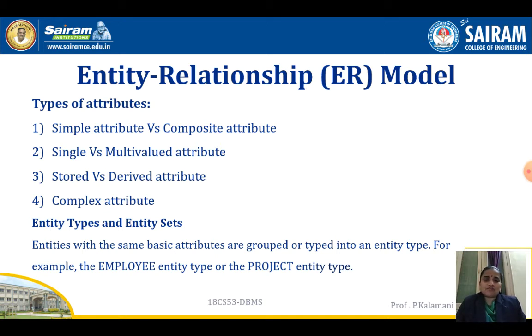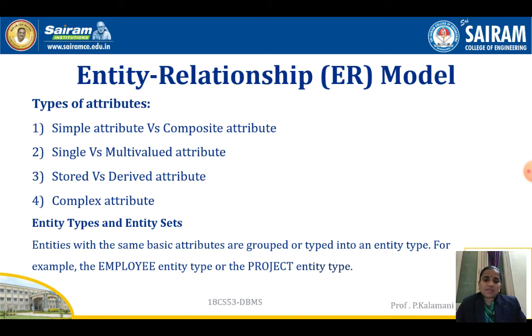Next is stored versus derived attribute. The attribute which is derived from the stored attribute is called a derived attribute. For example, date of birth is a stored attribute. If you know the date of birth, we can derive the age from that. So age is called a derived attribute. Without the stored attribute, the derived attribute won't exist.